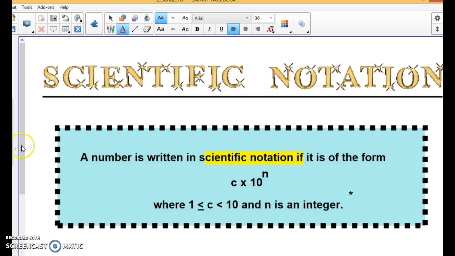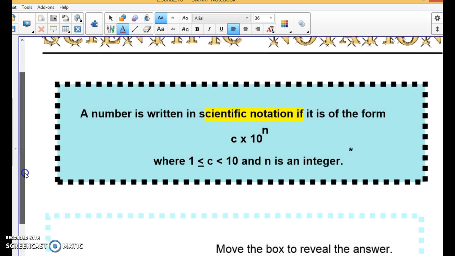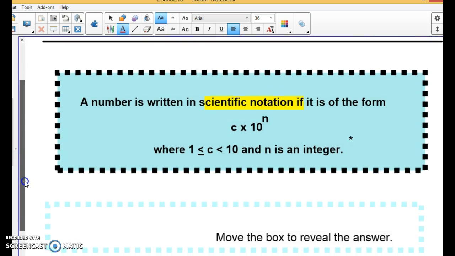All right, and the new part for the lesson is scientific notation. Scientific notation is just another way to write really big numbers or really small numbers without writing all those digits and all those zeros and things like that. So the big rule with scientific notation is this first number, this C, has to be a number between 1 and 10. It cannot be over 10.